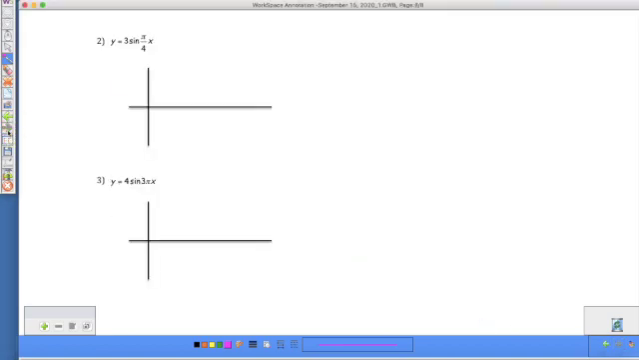Okay, let's look at the next one. 3 sine pi over 4x. Okay, so again, our amplitude is 3. Okay, the period is 2 pi over pi over 4, which is the same as saying 2 pi times 4 over pi. Pi's cancel, so it gives us a period of 8.